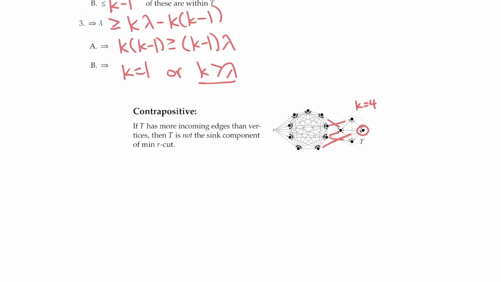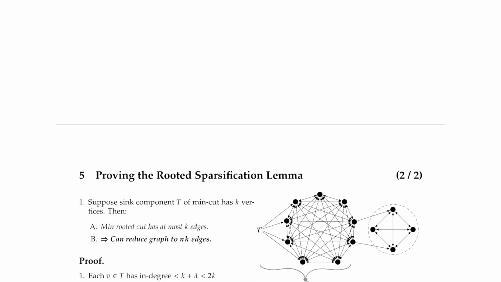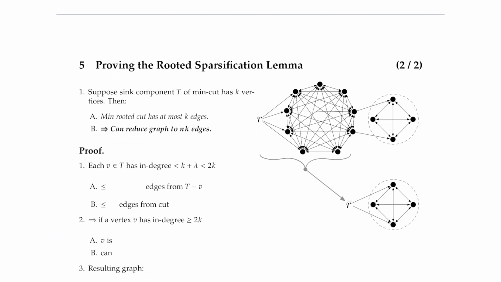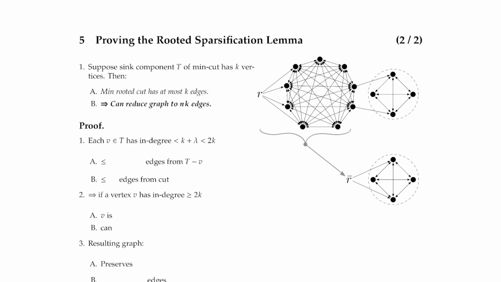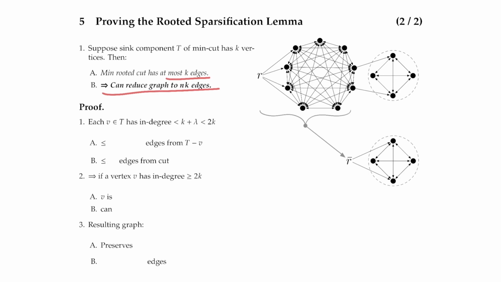Okay, so that's that. All right, so now let's look at the second part of this sparsification lemma. It says that now that I know that the minimum rooted cut has at most k edges, I can reduce the number of edges in the graph substantially to nk. Okay. So again, this proof is also simple. First, we claim that each vertex has in degree at most k plus lambda, which we know is at most 2k now, because the rooted cut has at most k edges.